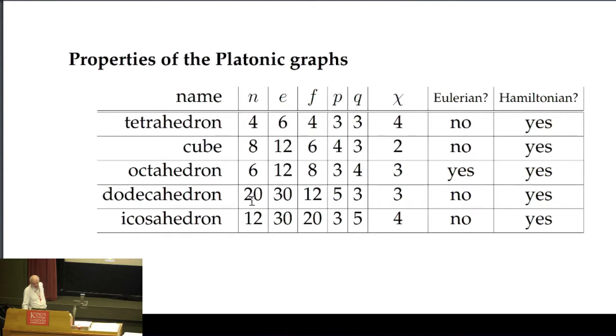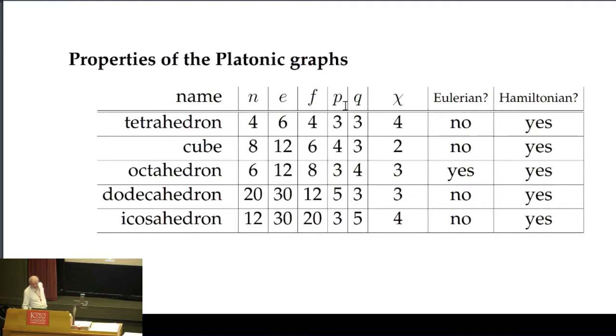Similarly, the dodecahedron has 20 vertices, 12 faces. You swap those to get the icosahedron, which has 12 vertices and 20 faces. And they both have the same number of edges. These two and these two have the same number of edges.